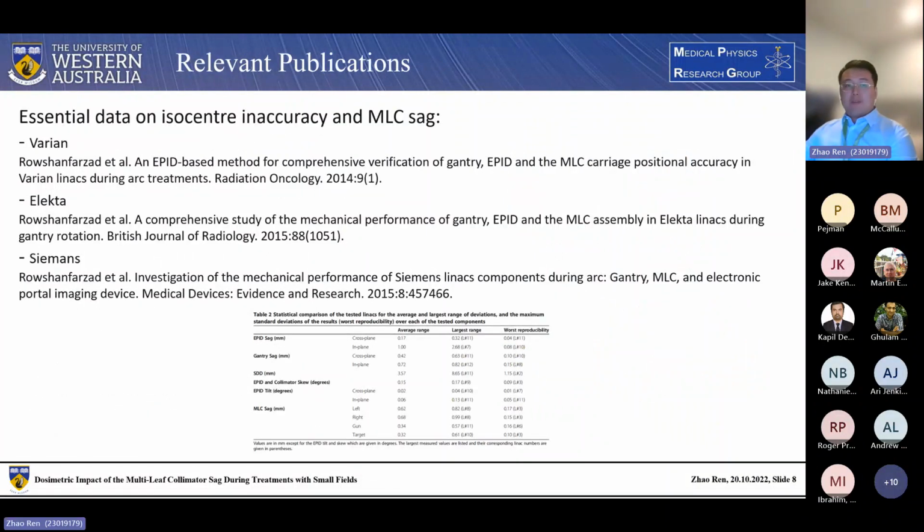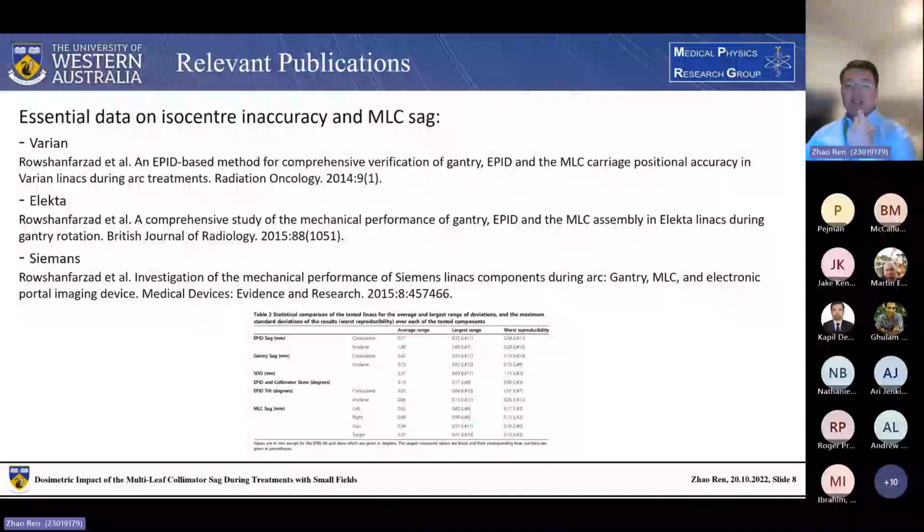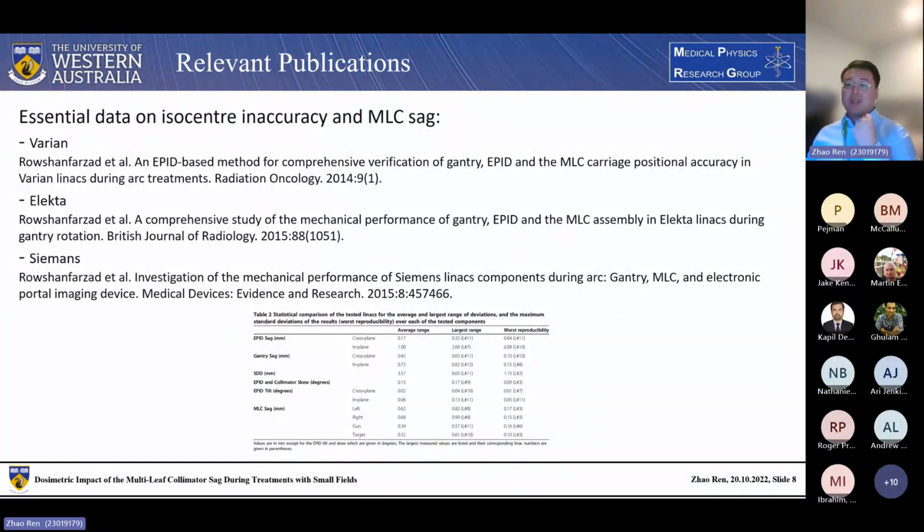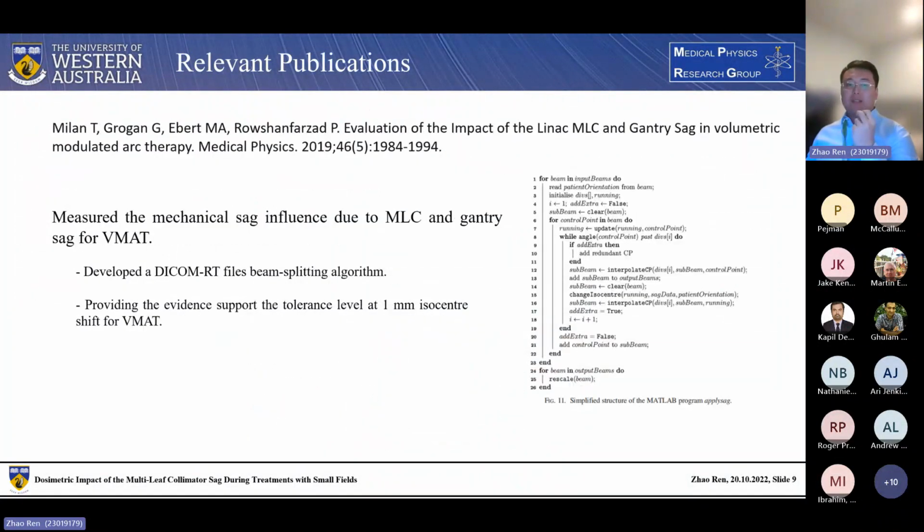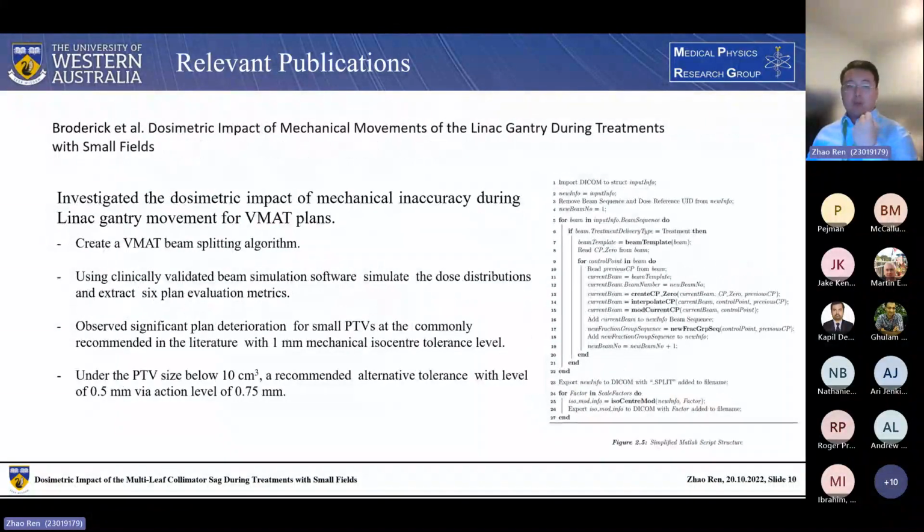So the UWA medical team, Rowshanfarzad, did very brilliant work, investigating three different companies' Linacs. They got essential data on isocenter inaccuracy and MLC sag datasets. According to this dataset, there is so much brilliant work that has already been done. The main aim was to measure the mechanical sag influence due to the MLC and the gantry sag for VMAT. He developed an IMRT files beam splitting algorithm and provided evidence to support the tolerance level of 1 millimeter isocenter shift for VMAT. Also, Broderick investigated the dosimetric impact of mechanical inaccuracy during the linear gantry movement for VMAT plans.